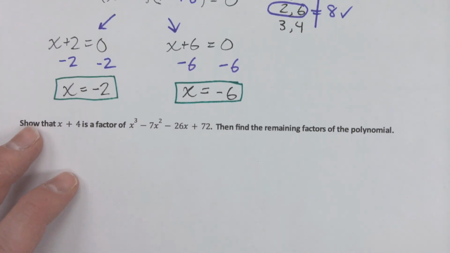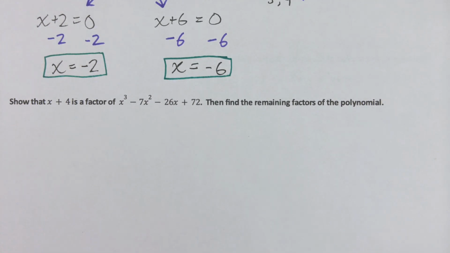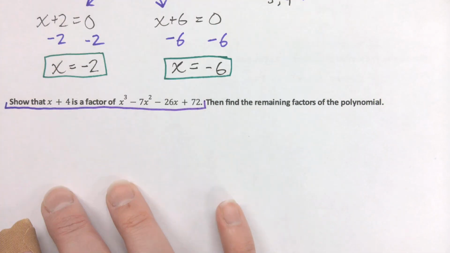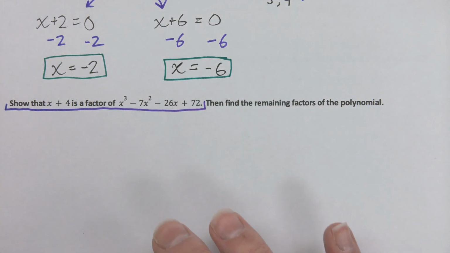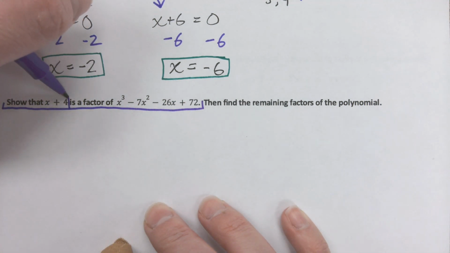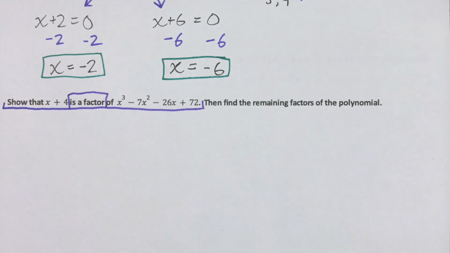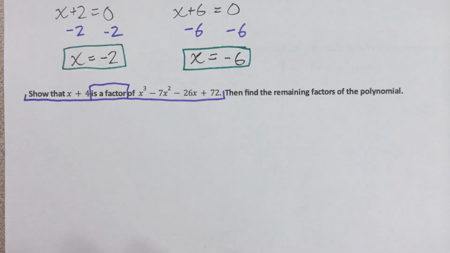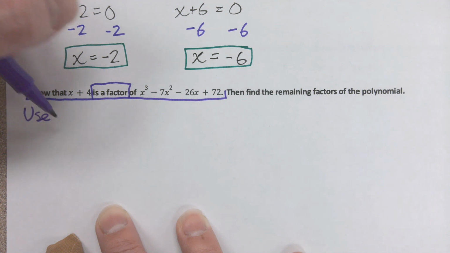All right. Now back to the current unit, synthetic division. Show that x plus 4 is a factor of x cubed minus 7x squared minus 26x plus 72. Then find the remaining factors of the polynomial. First off, this set of instructions here. Show that x plus 4 is a factor. That wording there is key. So these instructions tell you, use synthetic division.